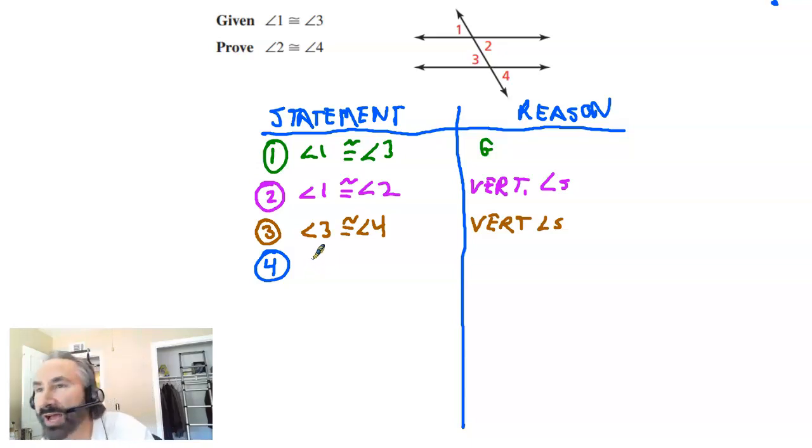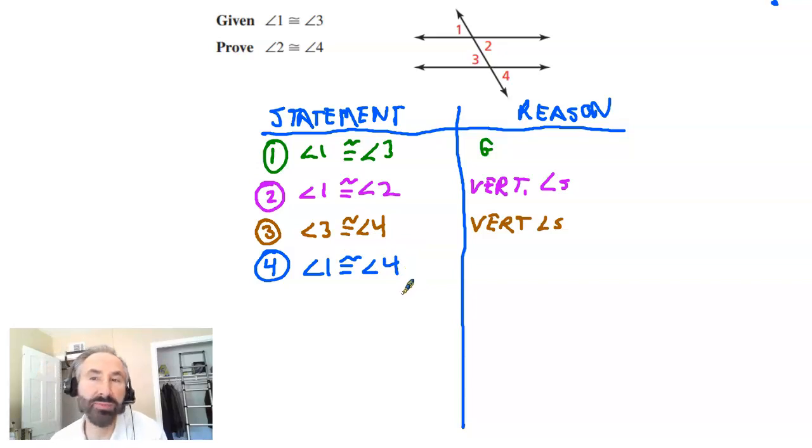Okay, here we go. I think I need to throw in something like angle 1 is congruent to angle 4. And then I will have, I believe, everything that I need to do the rest. And angle 1 is congruent to angle 4 because I'm substituting angle 1 in place of angle 3, because 1 is congruent to 3. So I'm going to call this substitution.